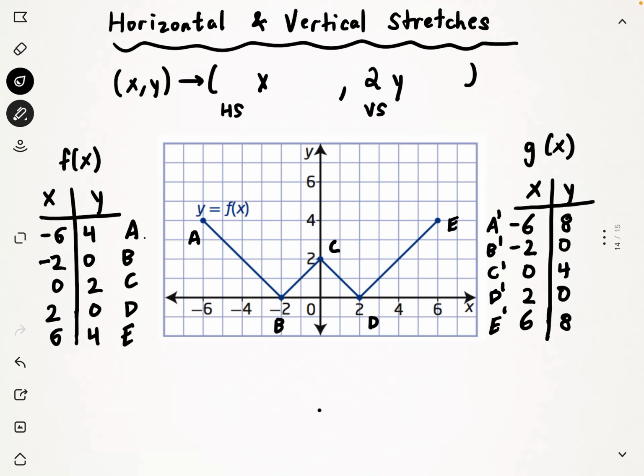And then we can graph each of these. So we're going to have E prime up here. D and B remain at the same places. But you can see right here that C is at (0, 4), and A is at (-6, 8). And our new graph looks something like this.